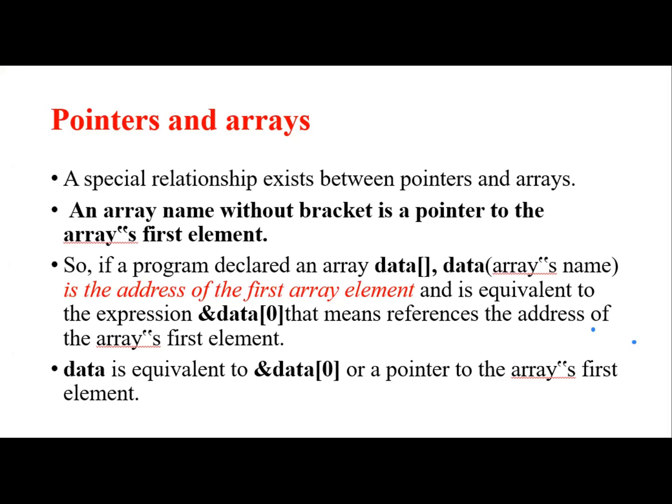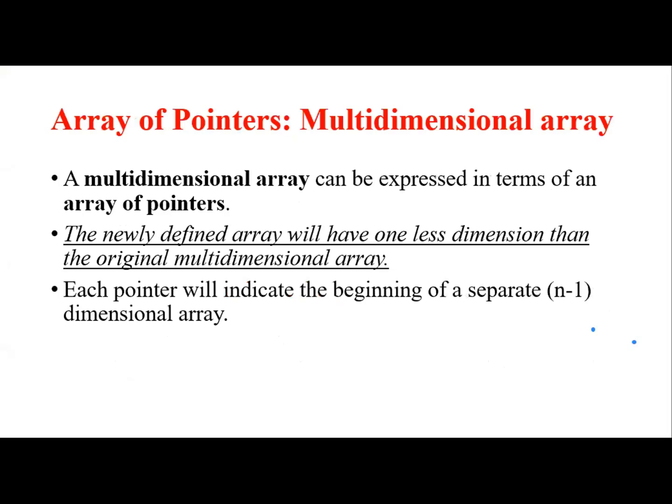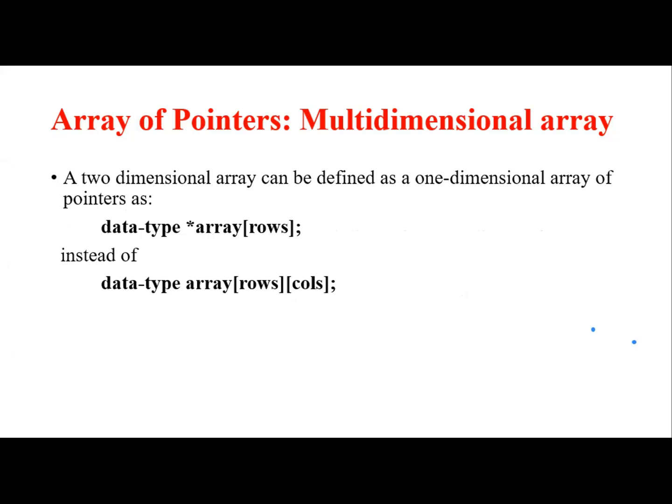Okay, so today we will look at multidimensional array. What happens if it is multidimensional? How we can define the array in terms of multidimensional array. Multidimensional array can be expressed in terms of an array of pointers. So when you define the multidimensional array by using the pointer, we can define the multidimensional array as one-dimensional array. So we can use one-dimensional array.